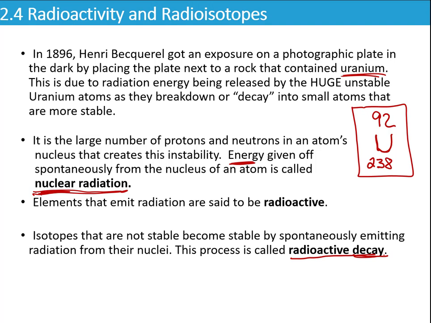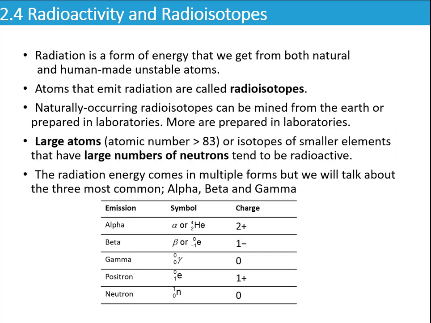And uranium's a good example because it's so big. Large atoms. These are atoms that have atomic numbers larger than 83. So if you look on the periodic table, going up to 83, everything over 83 is not very stable. So most of those are radioactive. Most of those undergo decay.